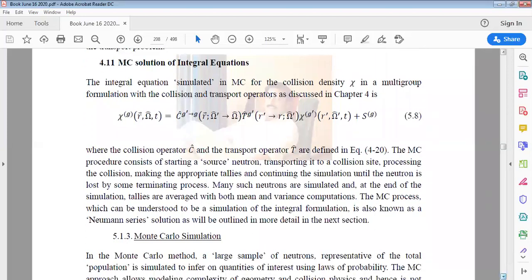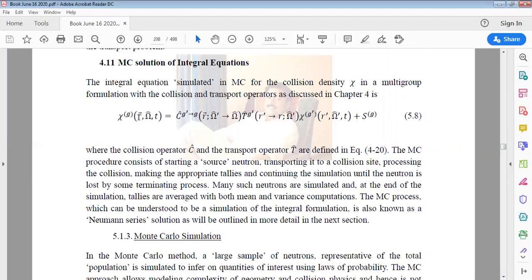Okay, now having said that, let me come to the MC solution of integral equations. So let's go back to our previous lecture where we wrote down the multi-group, meaning the G superscript for energy group.